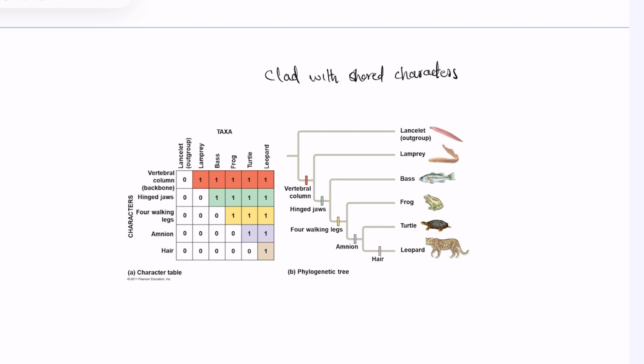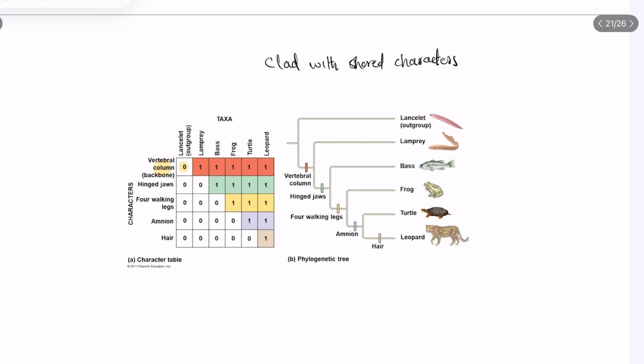Okay. Now we will come to this table and make a table. On the x-axis we will put the organism names, or the taxa, or the descendants, and on the y-axis we will put the characteristics. First, the first row: vertebral column. We will see whether the vertebral column is present in all organisms or not. The lancelet doesn't have the vertebral column, so it will be 0. All the others share this character, the vertebral column.